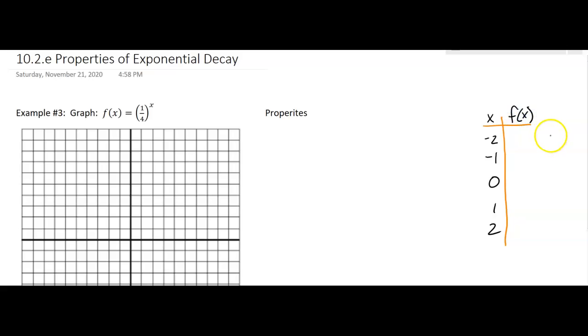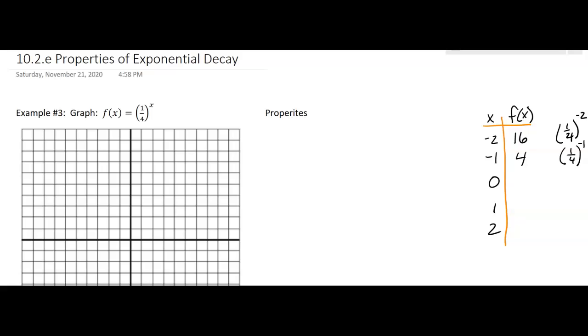Now, when I put in -2, I get 1/4 to the power of -2. Well, remember that's going to reciprocal, so it's going to be 4 squared, which is 16. If you're not understanding that, you might want to stop the video and work that out, so you can see that. All right, the next one, I have 1/4 to the -1. That's going to be the reciprocal, which is 4.